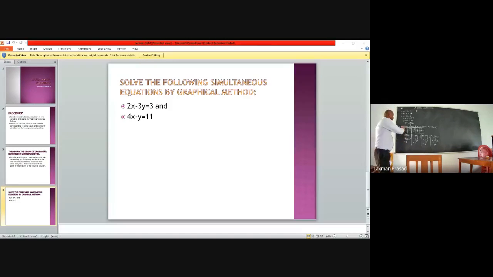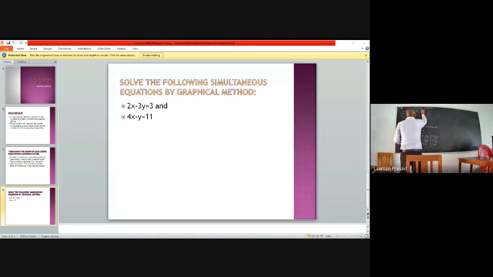See, if the value of x is 0, then the value of y is minus 1. If the value of x is 3, the value of y is 1. If the value of x is 6, then the value of y is 3. If the value of x is 9, then the value of y is 5. In the same way, we solve the second equation. Up to this point, is it okay?